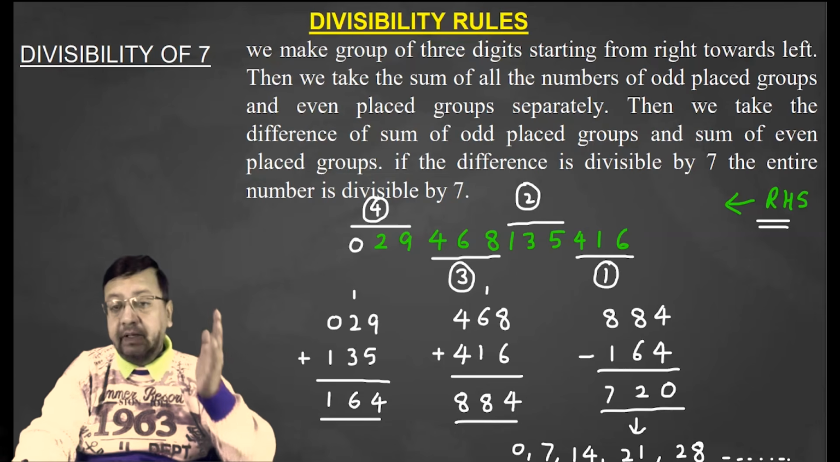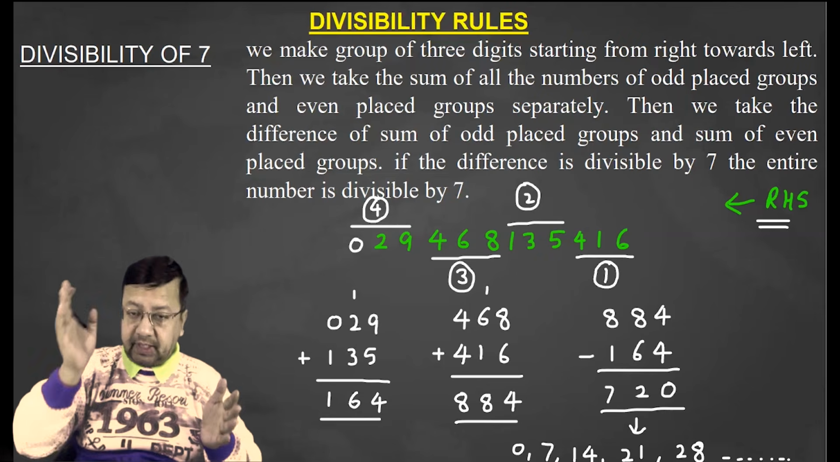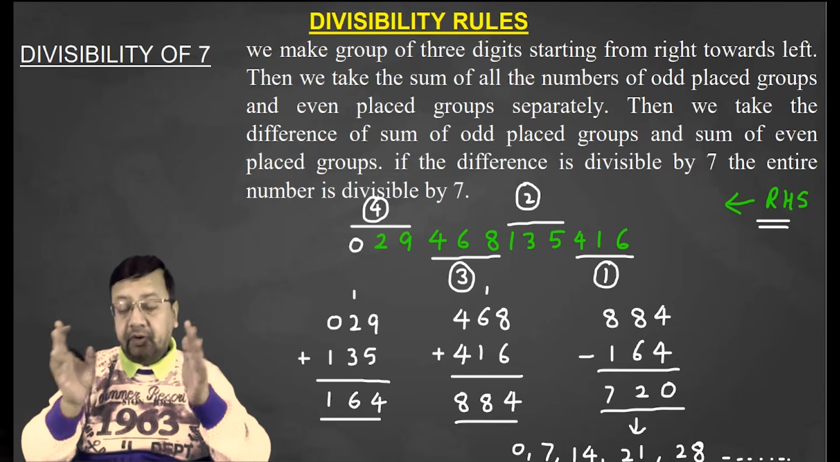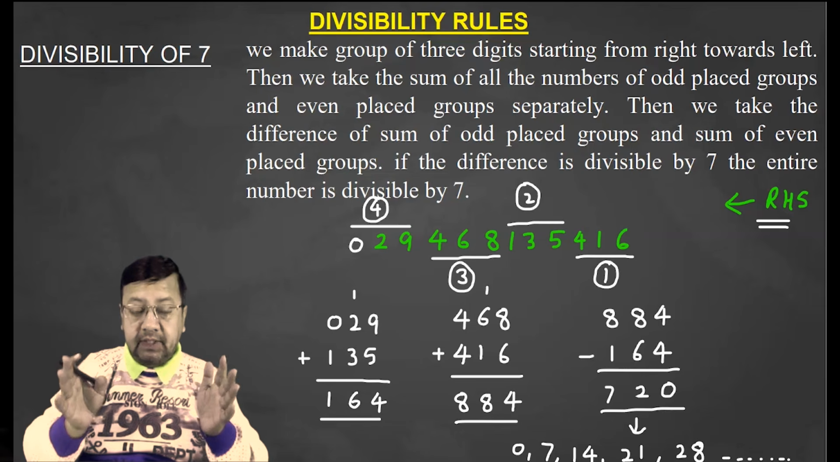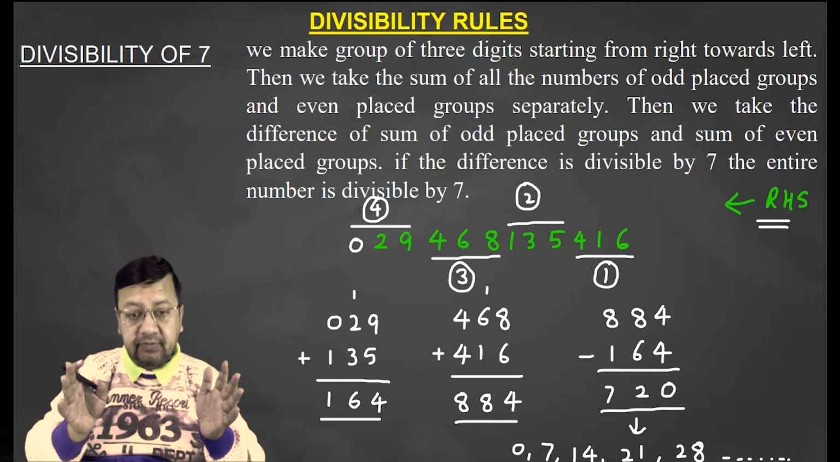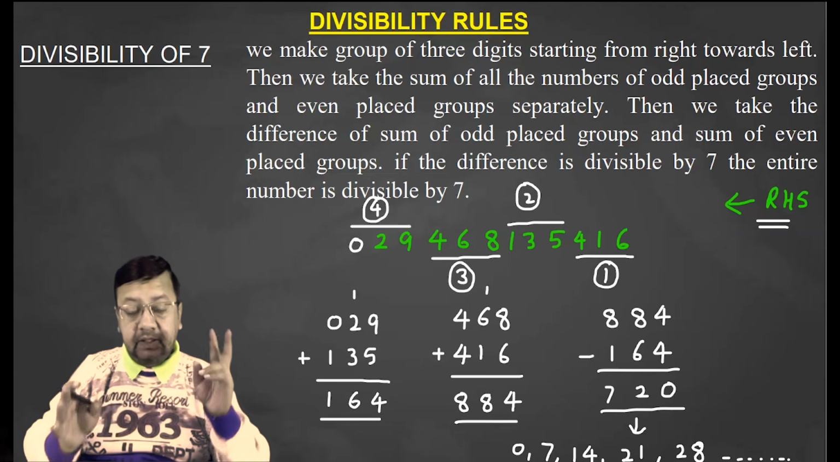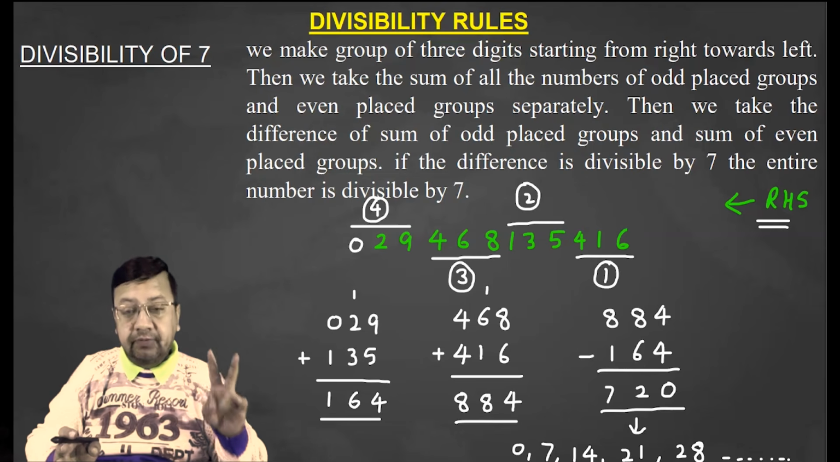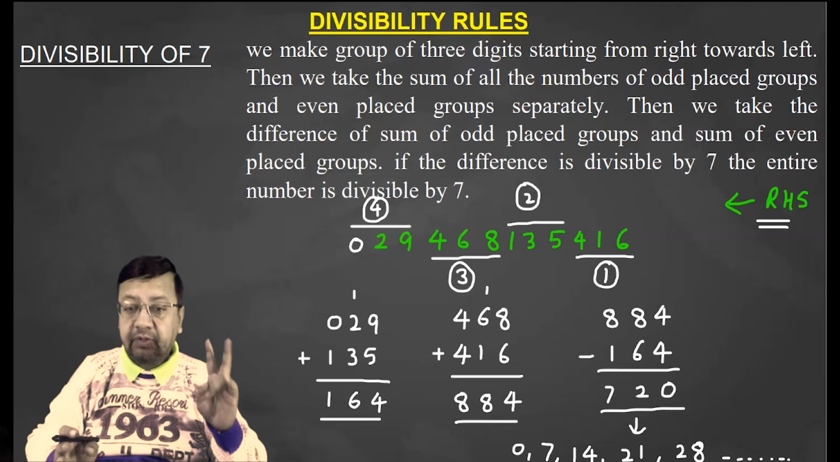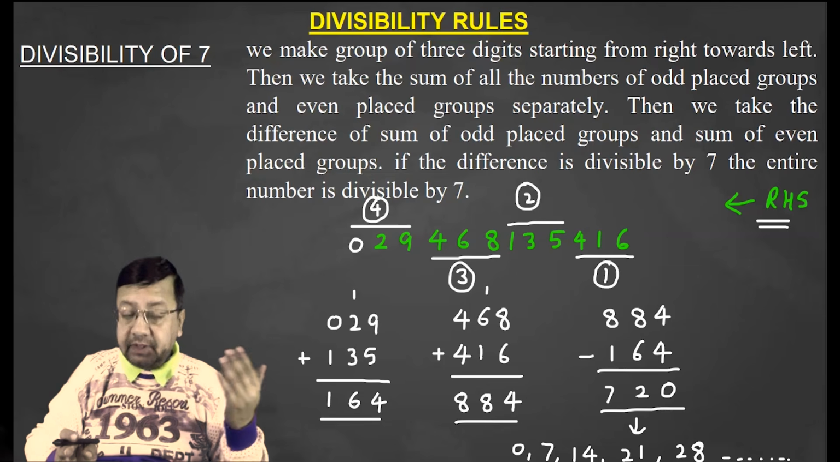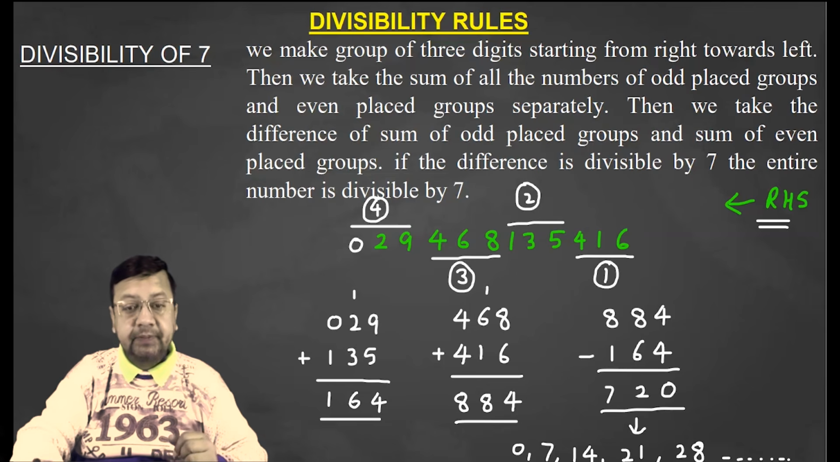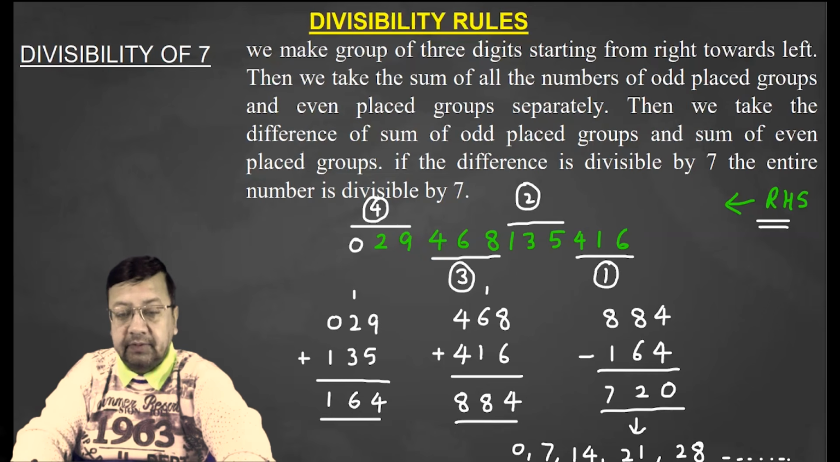So this is the method of the divisibility of number 7, right? What to do? Make a group of 3 digits from your right hand side, right? Separate the even place groups, separate the odd place groups, right? First, take the summation of these groups. Then when you're getting the two summations, take the difference and check whether the difference is divisible by 7 or not. If this is divisible, number is divisible. And if the difference is not divisible, the number is not divisible by 7. Right? Okay. Now, moving further.